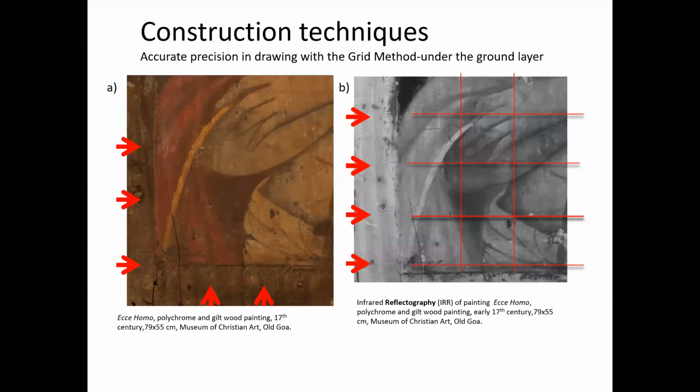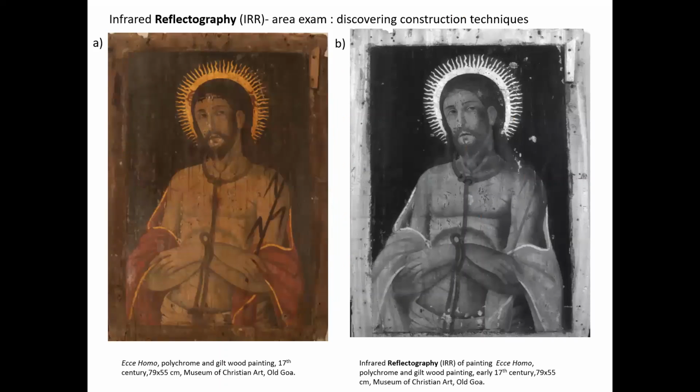In terms of construction techniques, we could find the use of the grid method. That is very interesting. This grid method is under the ground layer. As you can see here, some traces from the grid. This grid method allows painters to perform the copies easily. And we have this in this painting.